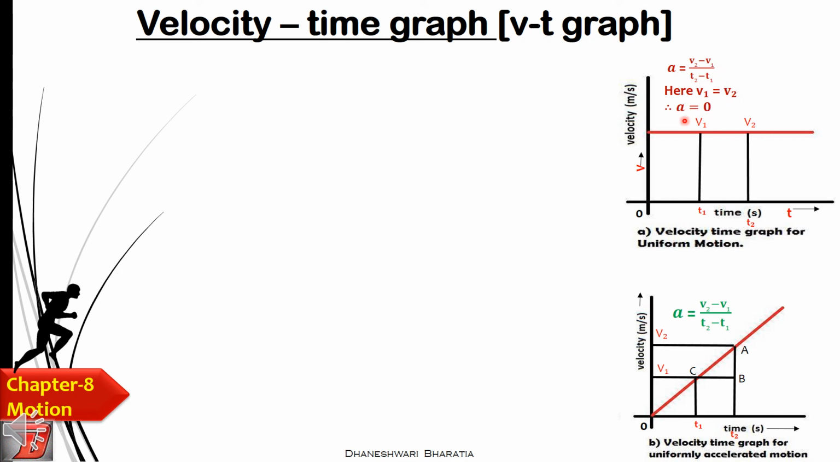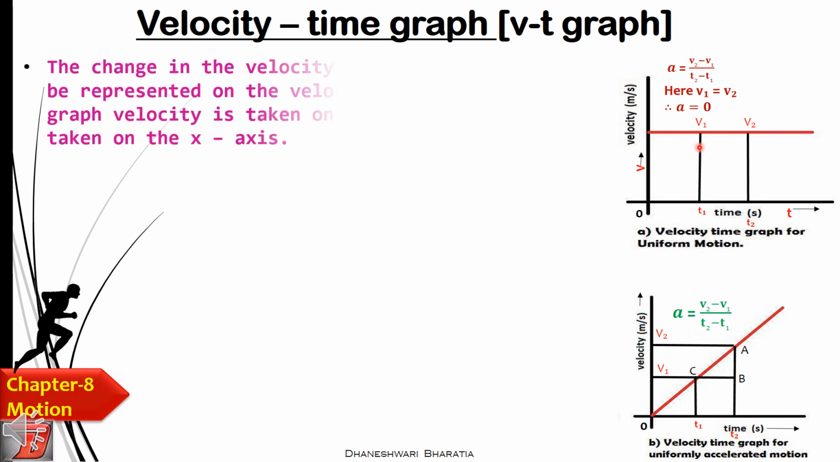Am I clear? But here because v1 and v2 are the same, they are at the same position, the velocity is the same, so here the acceleration will be 0, whereas in the case of the second one, at t1 time the velocity is v1, at t2 time the velocity is v2. So here the velocity is changing at the regular interval. That is why it is known as uniformly accelerated motion. This is also uniform motion, but the body is at rest. Are you able to understand?